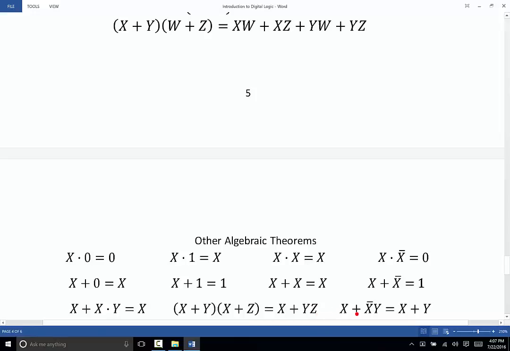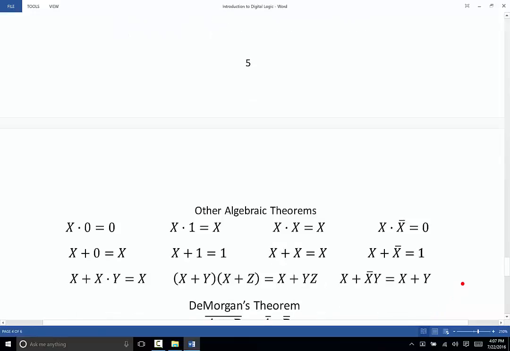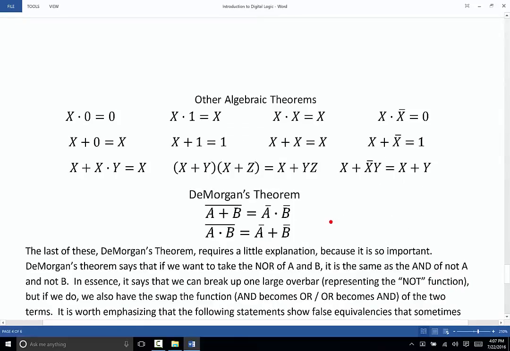And then the one that we just proved by perfect induction and the Venn diagram, x or not x and y is equal to x or y. So these are some algebraic theorems that can come in very handy when you're trying to prove something using Boolean algebra. There's also one other pair of equations known as DeMorgan's Theorem.